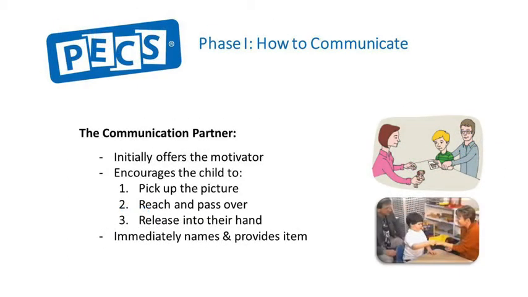It starts with the communication partner offering the motivator. When the child initiates by reaching for the item, we then teach 1. To pick up the picture, 2. To reach and pass over the picture to the communication partner, and 3. To release it into their hand. We then immediately reinforce the behaviour by naming the item and providing it.